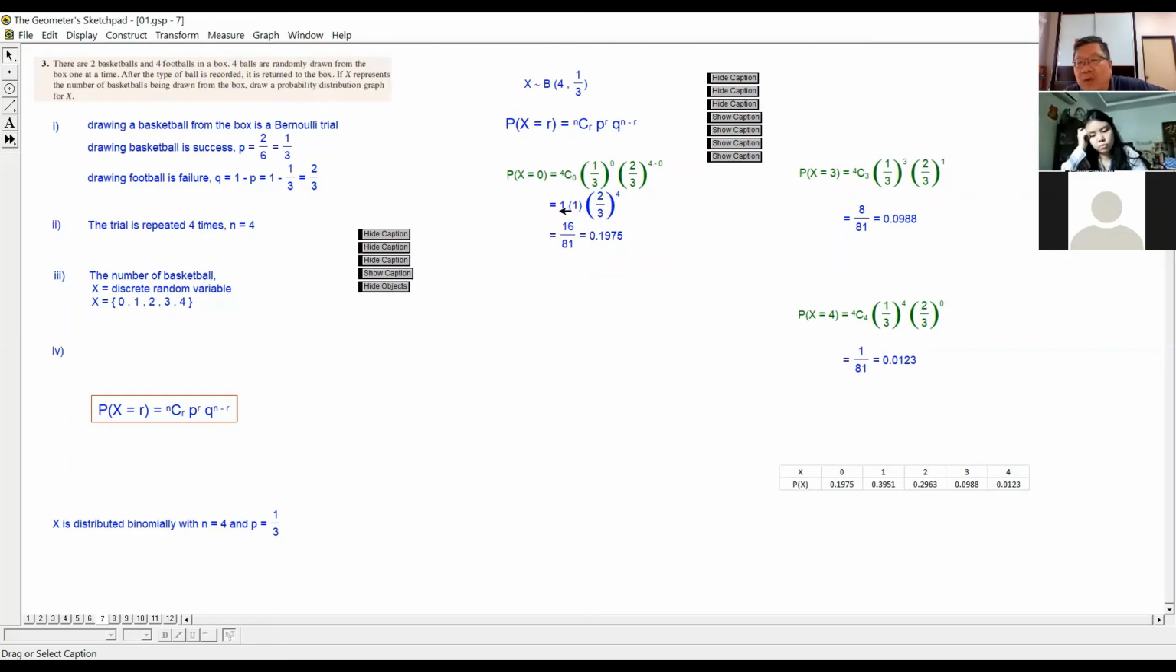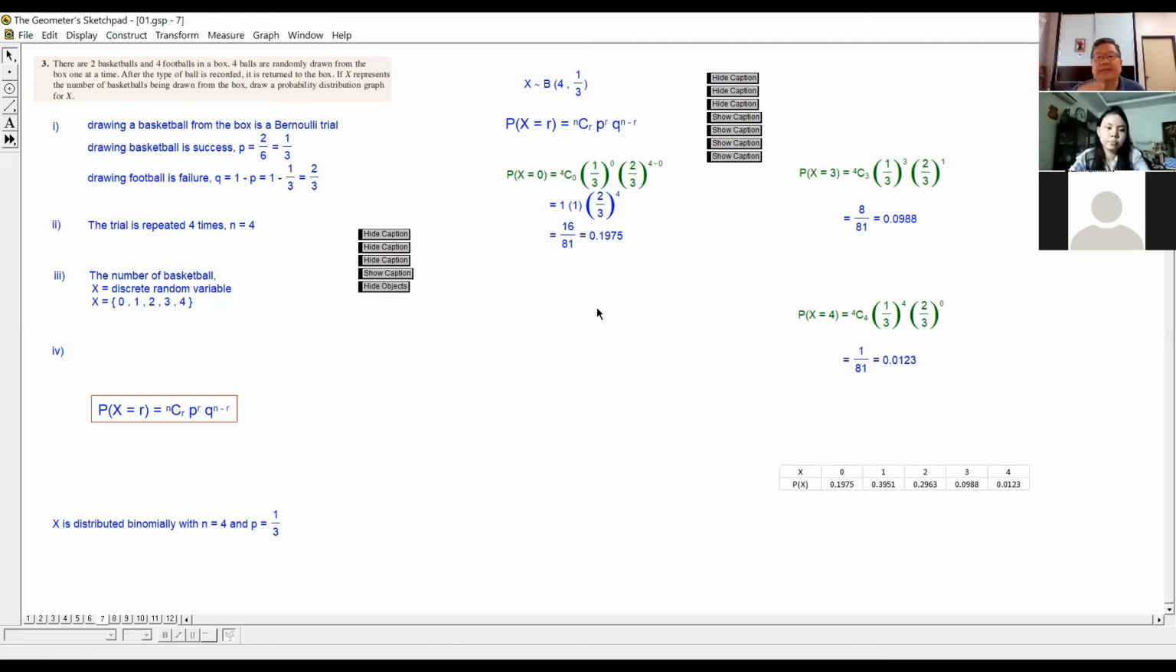4 choose 0 is 1. 1/3 to the power of 0 is also 1. So 4 choose 0 is not 0, it's 1. 1/3 to the power of 0 is not 0, it's 1. So we have the probability 16/81. 2 to the power of 4 is 16. 3 to the power 4 is 81. So the value is 0.1975.